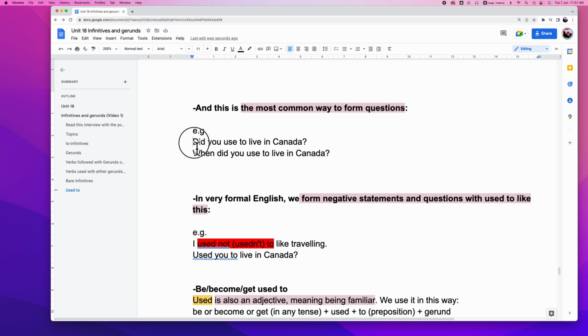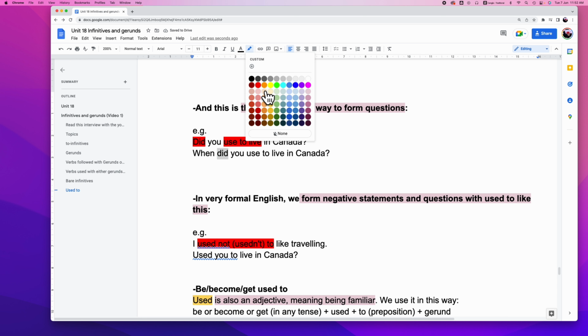Then how about using used to form a question? Let's take a look. Did you used to live? Or when did you used to live? Okay, so here. And the question word will be put at the very front, just like other question types. And here will be the same.